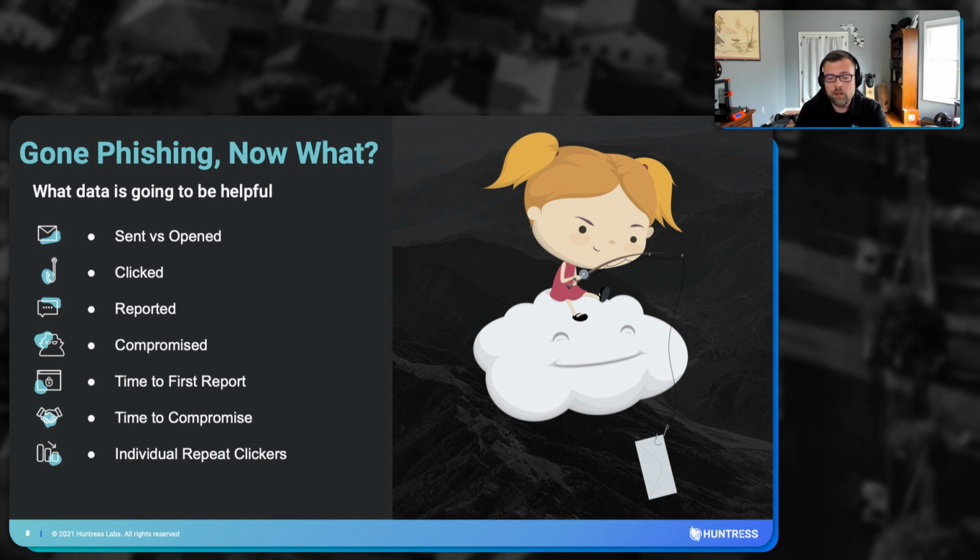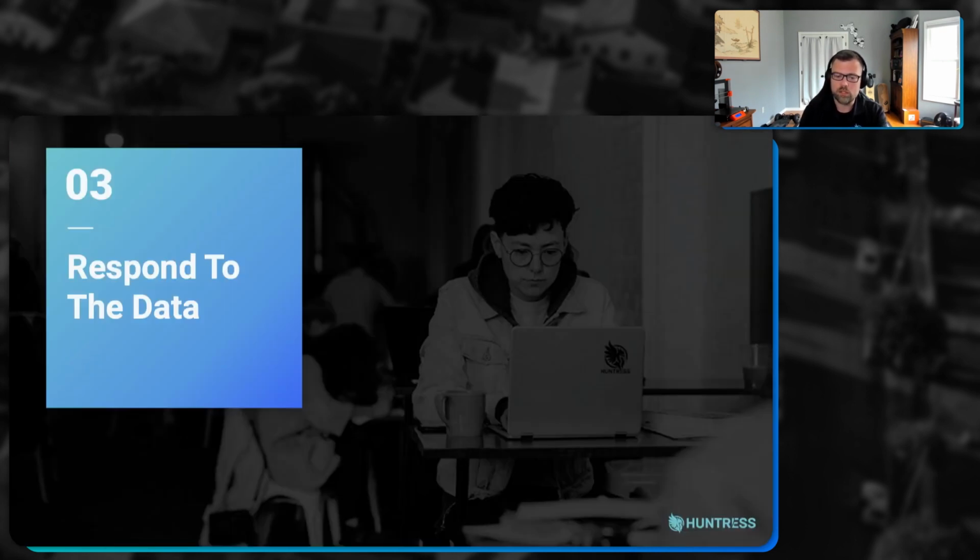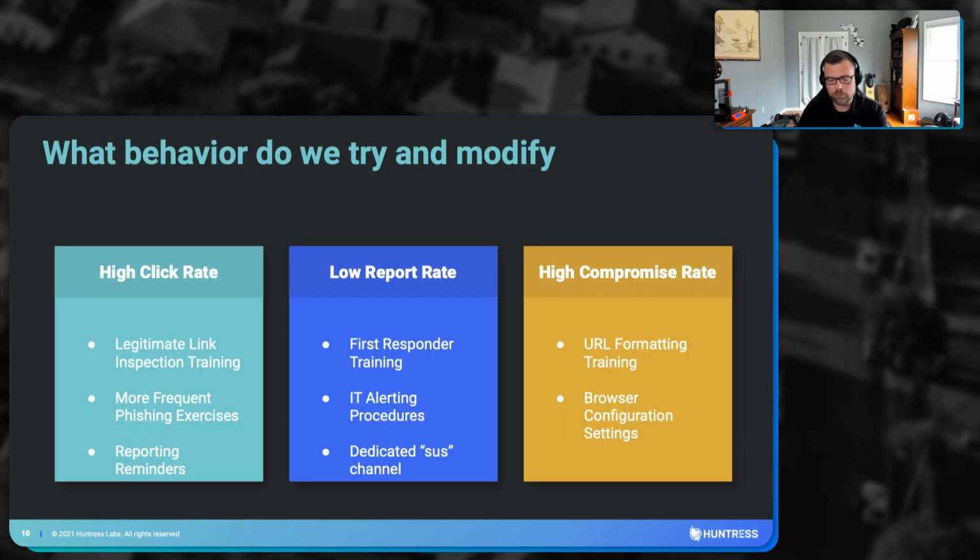And last, you want to look at your individual repeat clickers. To me, this is the most critical bucket. This is where you have high concentrations of risk within your organization that are most likely to cause a negative impact to your organization because of a social engineering attack. And so paying very close attention to who these repeat clickers are and putting extra monitoring around them within your environments.